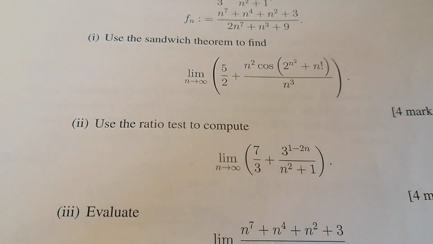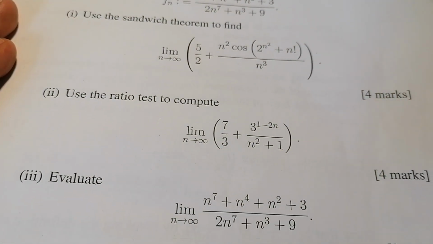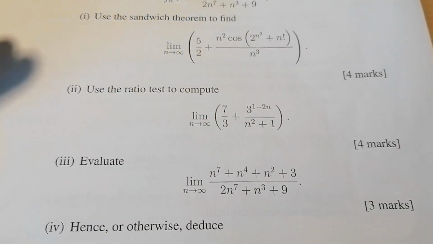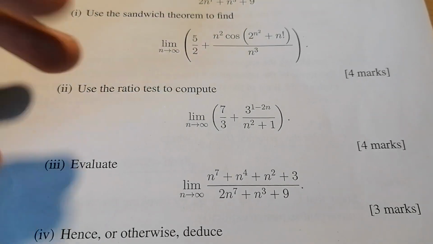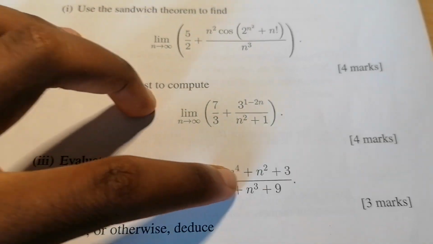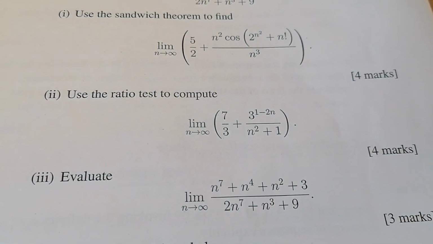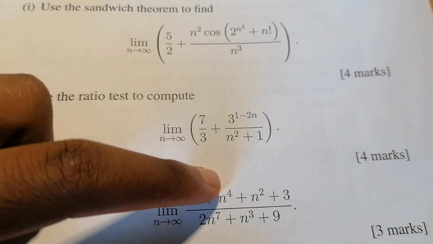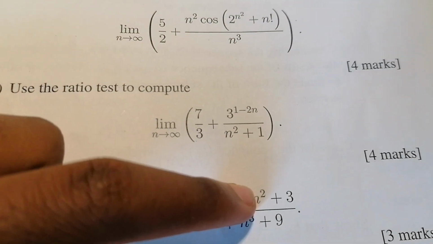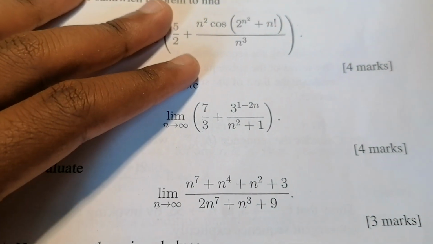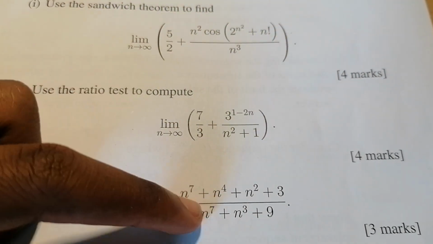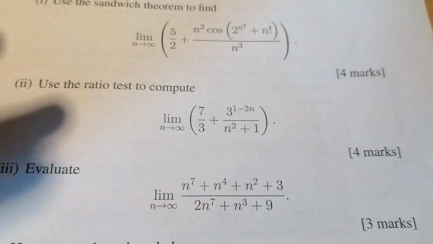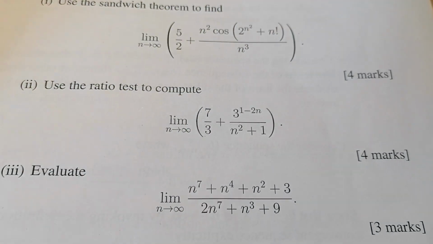I'm pretty sure I can, but hey ho, we'll see. And then part 3, evaluate this. This was fine. Algebra of limits. Of course, divide every single term here by n to the 7. You get 1 plus 1 over n cubed plus 1 over n to the 5 plus 3 over n to the 7, then 2 plus 1 over n to the 4 plus 9 over n to the 7. Yeah, as n goes to infinity, that just goes to a half.